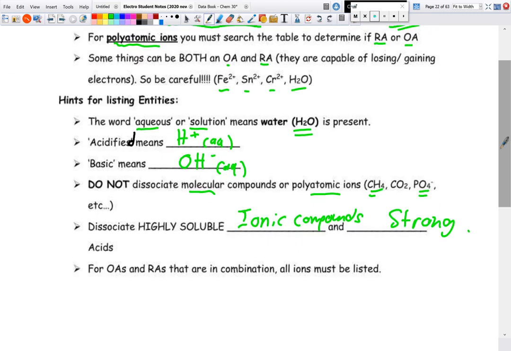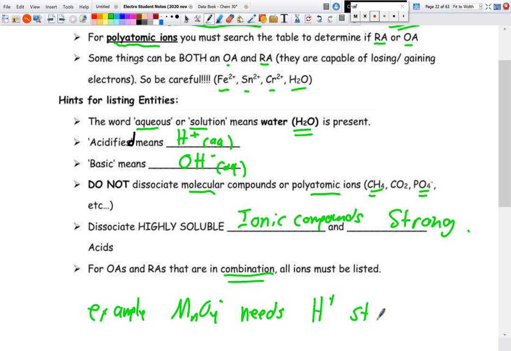Now, for oxidizing agents and reducing agents that are in combination, all ions must be listed. So for example, MnO4 minus needs H plus to be an oxidizing agent.